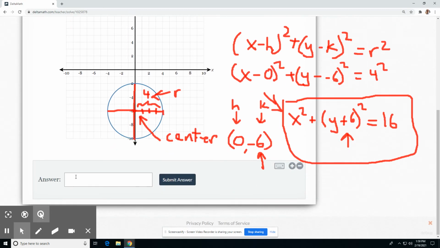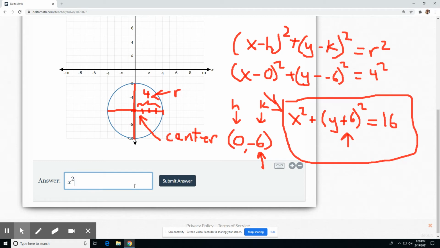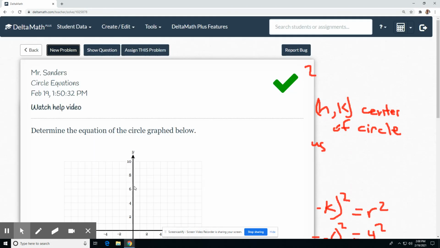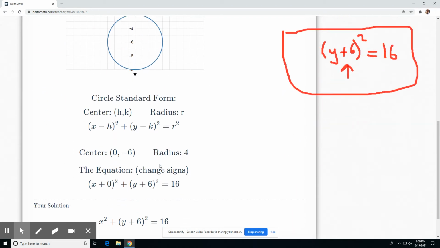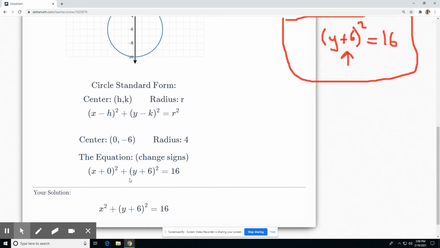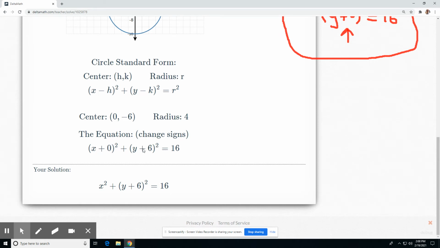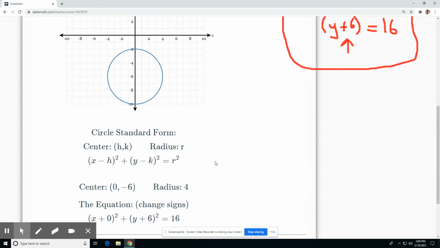Plugging it in. Answer, equation of the circle is x squared plus y plus 6 squared equals 16. Get your plus sign. All right. Let's see if they did anything strange that rewrote the formula. Good. Center and radius, yes. Plugged it in and simplified. Good. They kept the 0 for some reason, but that's fine. Take a look at the next one.